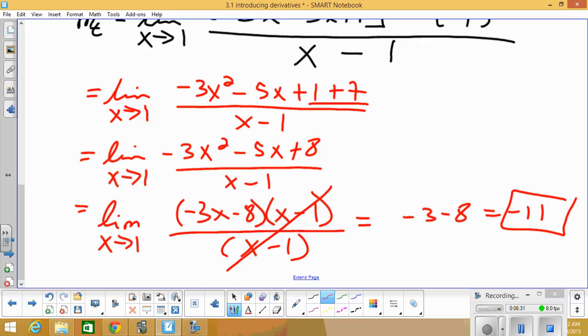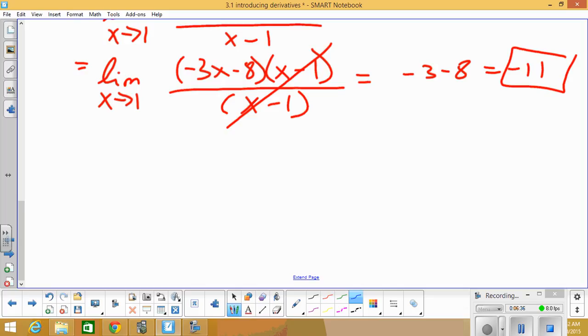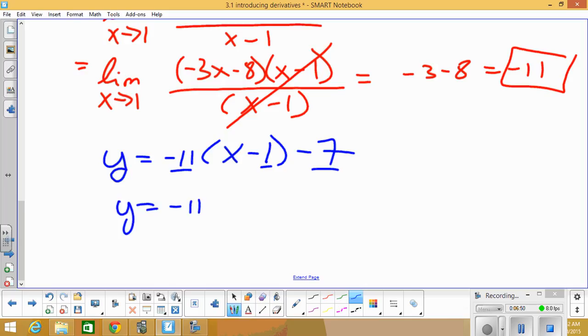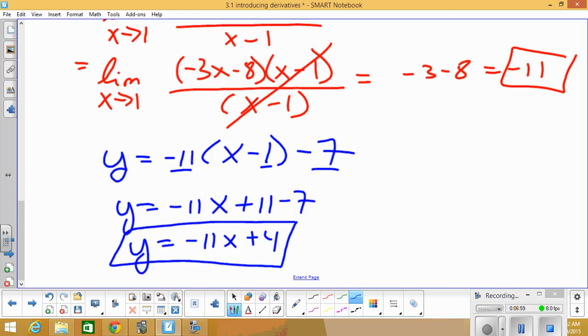So I'm going to use this slope and the point they gave me to write the equation of the line. I'm going to go ahead and plug into my point slope formula: my negative slope, my point was 1 and negative 7, and then I'm going to go ahead and simplify. So I have the slope of the tangent line and the equation of that tangent line.